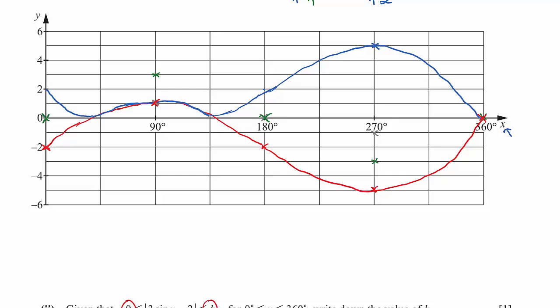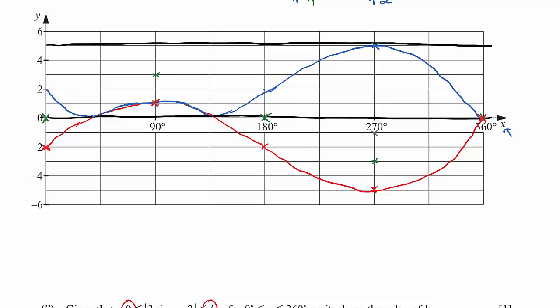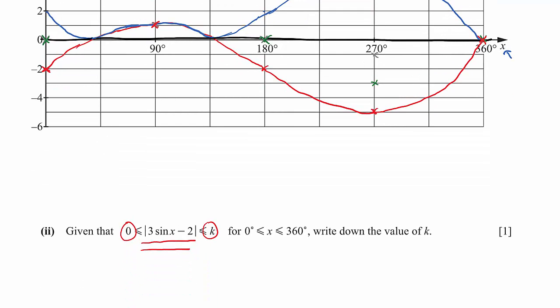So we can now see that the entire curve is actually trapped between here, remember it's the blue we're following, and the 0. And so we can say that that value of k is 5. Yeah, the entire curve is trapped between 0 and 5.